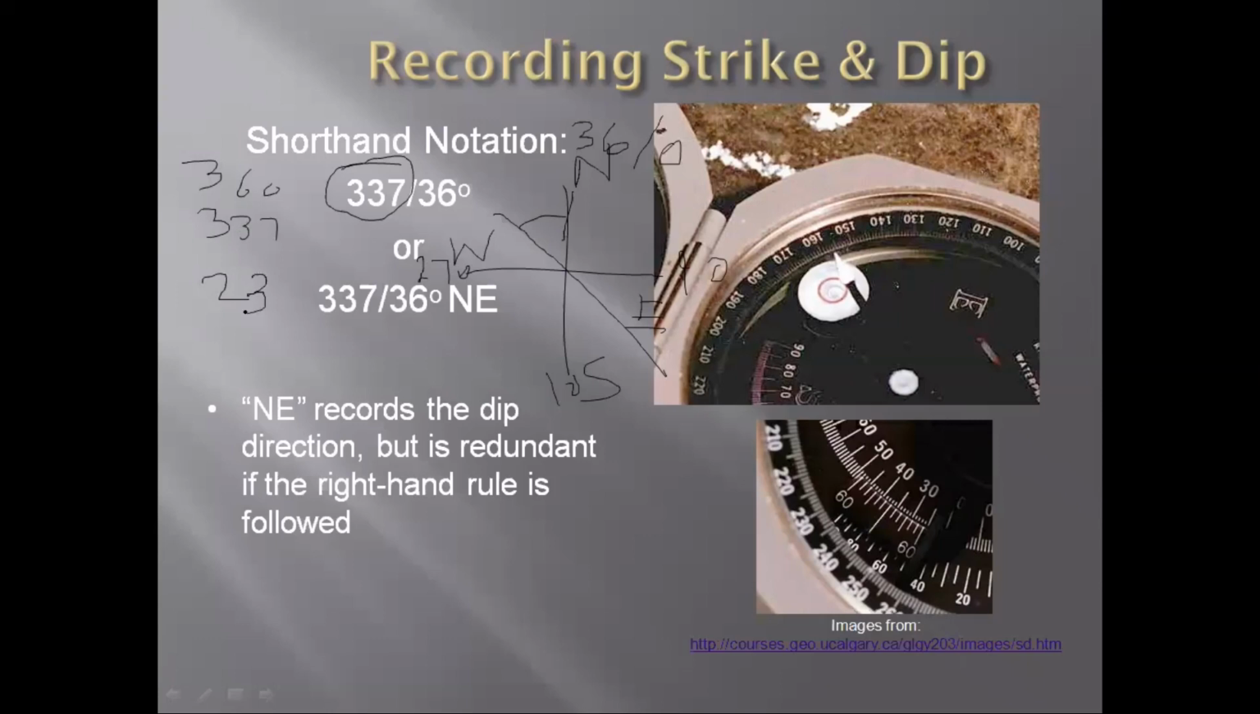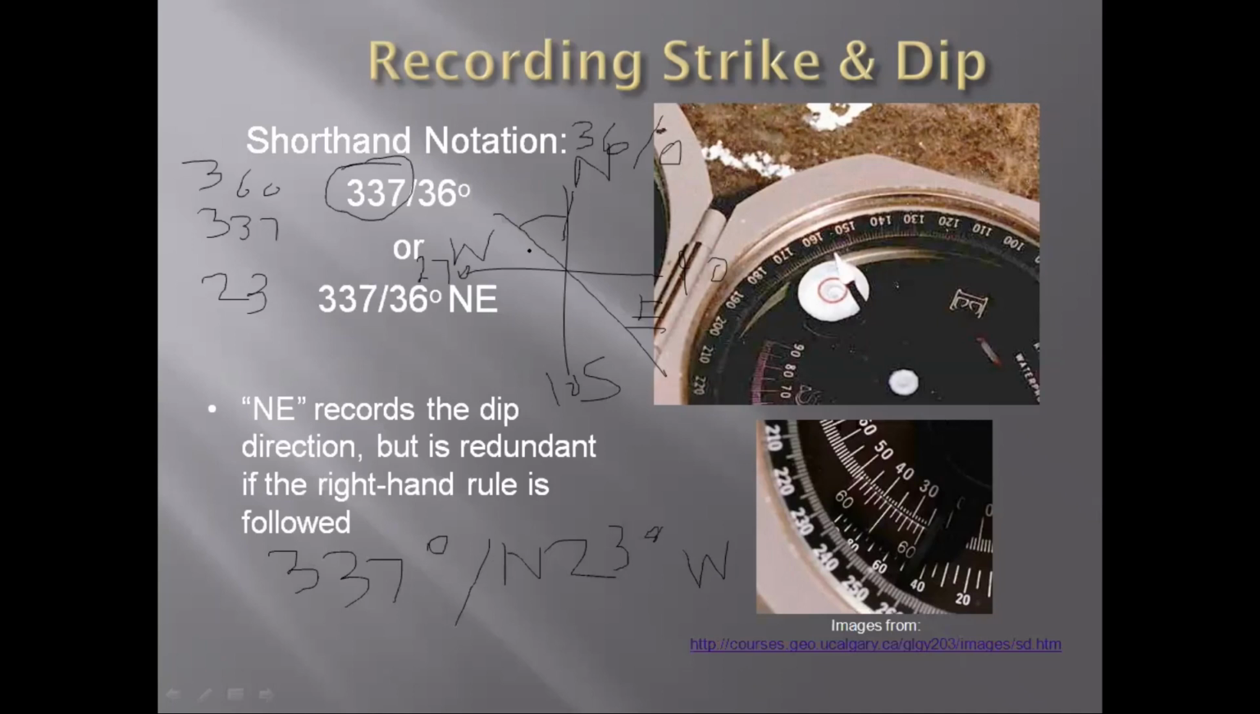Yes, 23. So you can just write it north 23 degree west, or you can also write it 337 degrees. Okay, but this is how normally we write the direction and amount of the strike.